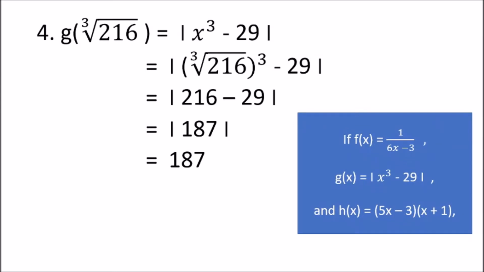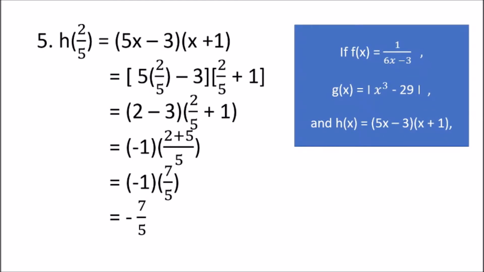Number 4. G of cube root of 216 equals the absolute value of x cubed minus 29. To simplify, substitute the value of x, which is the cube root of 216, then extract the radical symbol because the index is 3 and also the exponent. Then, the absolute value of 187 is positive 187. Number 5. H of 2/5 equals the quantity of 5x minus 3 times the quantity of x plus 1. To simplify, substitute the value of x to the given expression and follow the process on the previous example.